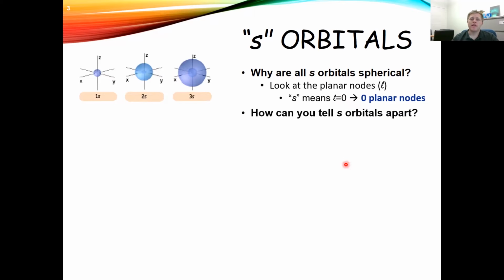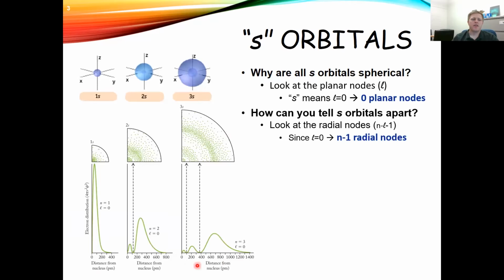Now, how can you tell different s orbitals apart? For that, you're going to have to look at the number of radial nodes that you see. And with s orbitals, it's kind of hard to see the radial nodes because they're all inside each other. So if I plot this a little differently, where for each of these orbitals I plot the distance from the nucleus on the x-axis, and on the y-axis I plot the distribution of the electron, or the probability of it being at a different place, you'll notice it's got a high probability of being really close to the nucleus and it falls off quickly. That's the 1s orbital.